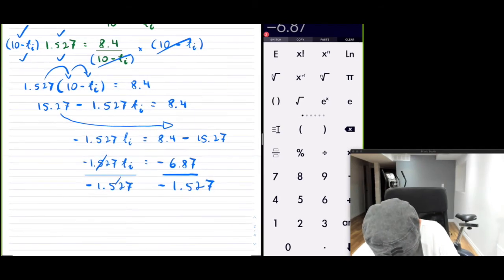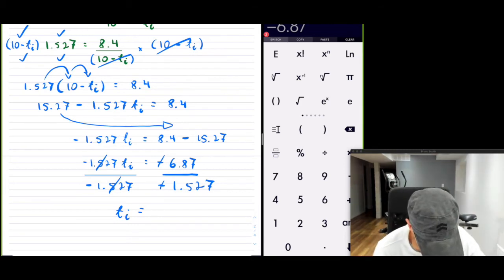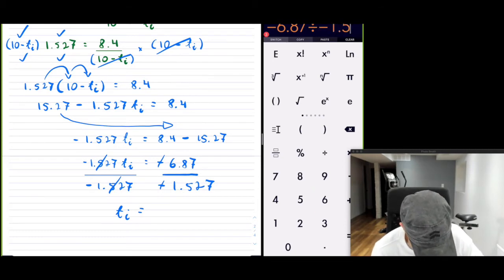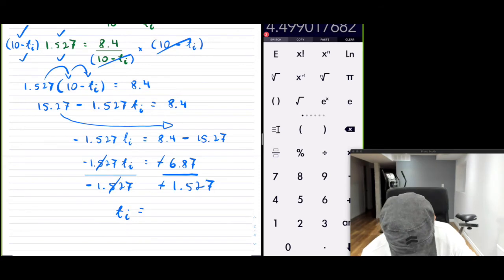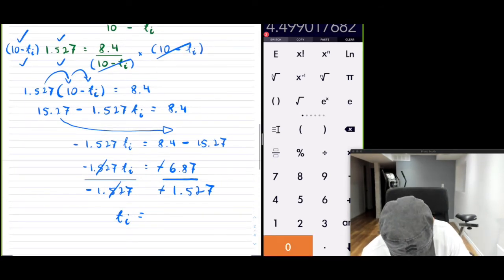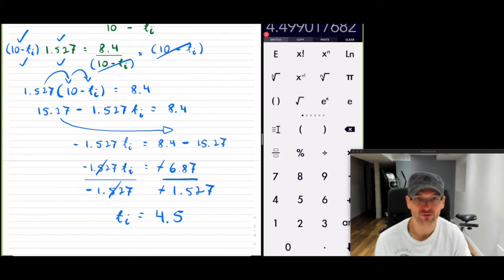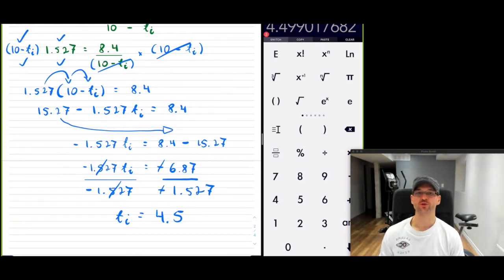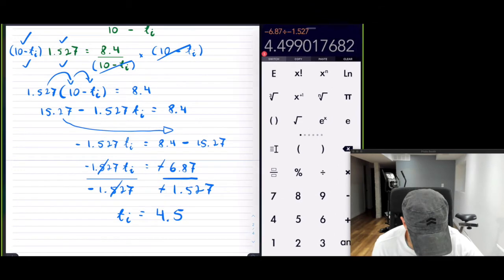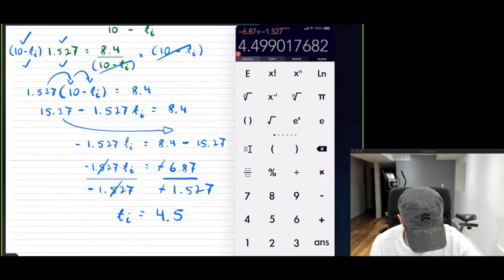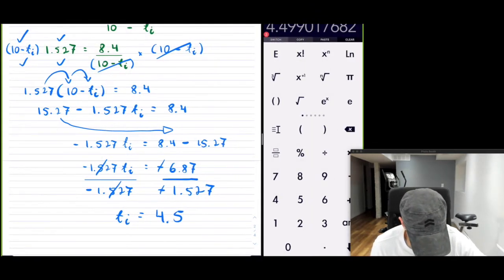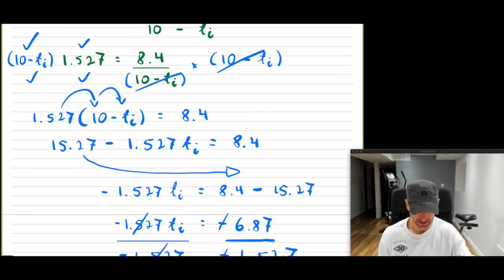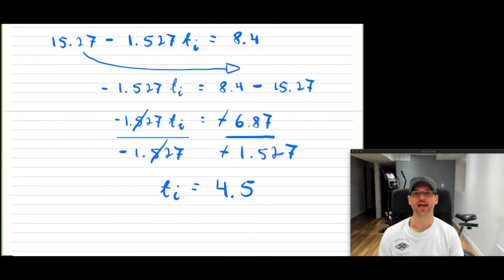527, so that cancels, and t equals, negative, negative, so my answer divided by negative 1.527. Rounded to the tenth, this would be 4.5. So that's what you would have there. Now I can swing this out. So let's do that, and let's come back in here. So that is our answer.